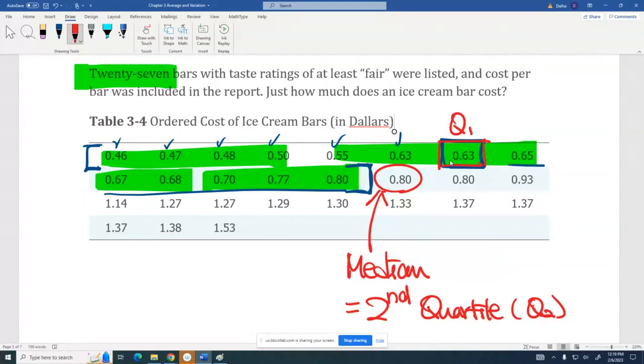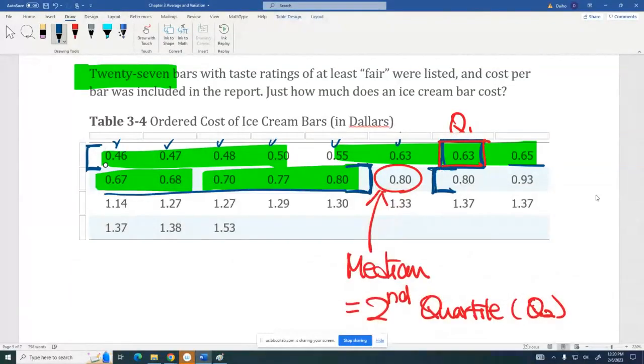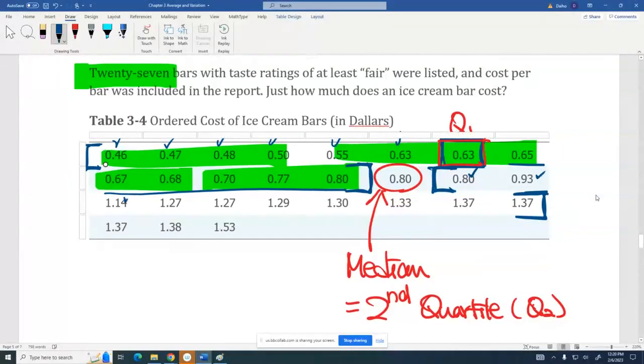It's almost the same idea. We can take another median from the upper half. Remember, excluding the median. So it must be from the third 0.80 up to the maximum. How many? The other 13. So 1, 2, 3, 4, 5, 6, and seventh, 1.30. Who will be the third quartile? Do you have an idea?